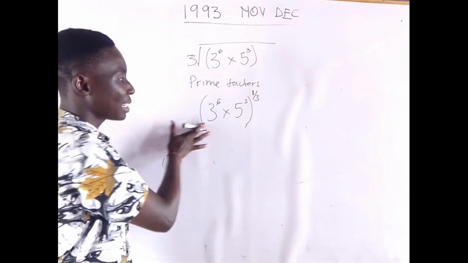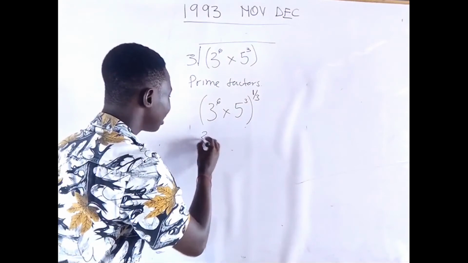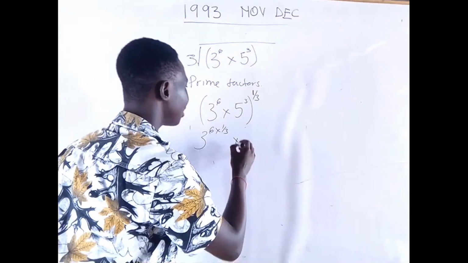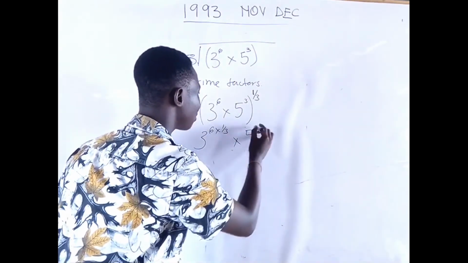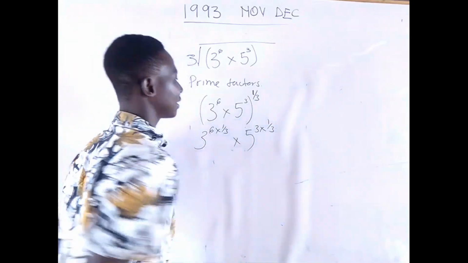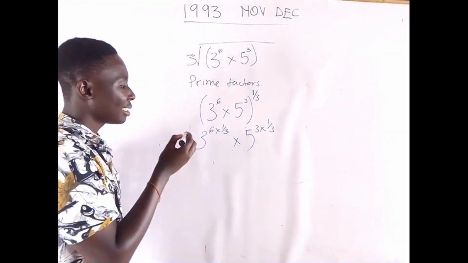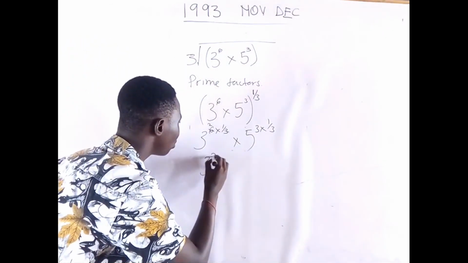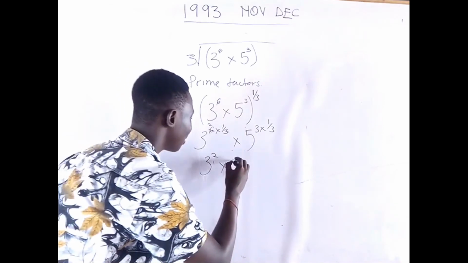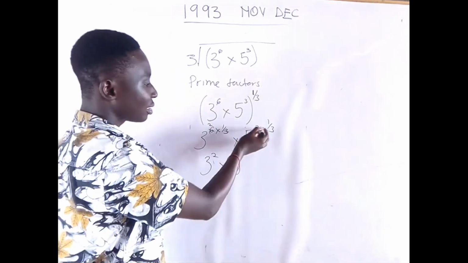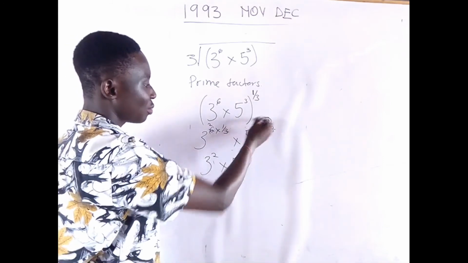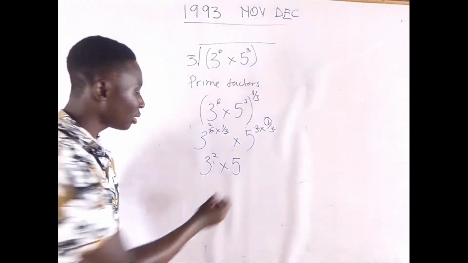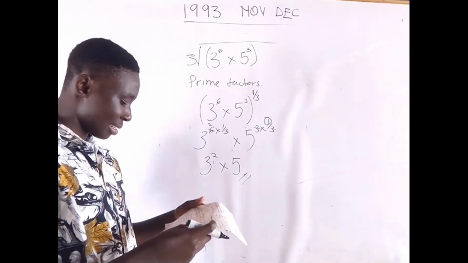Now, when we expand the bracket, we are going to get 3 exponent 6 times 1 over 3, times 5 exponent 3 times 1 over 3. So 3 here goes into 6 two times. We're going to get 3 exponent 2 times 5. 3 cancels out 3, it will remain 1. So here is going to be 5 exponent 1, which you don't write. So this is the answer for question number 15.